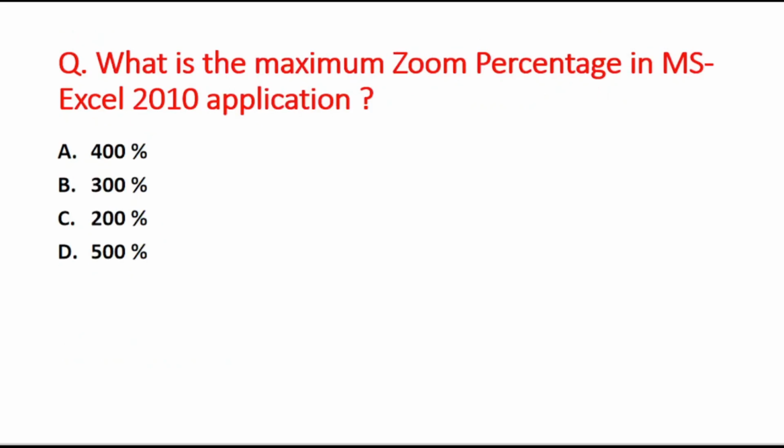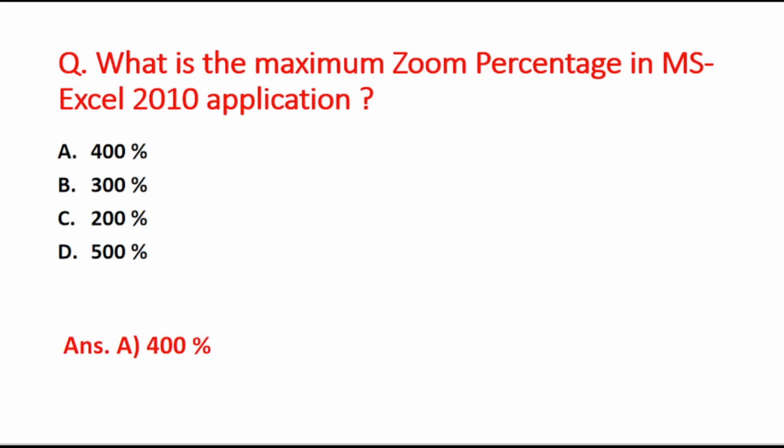Next is, what is the maximum zoom percentage in MS Excel 2010 application? Your A option is 400, B is 300, C option is 200, and the last option is 500. So the right answer is option A, that is 400. Maximum zoom percentage is 400, minimum is 10%, and by default is 100.